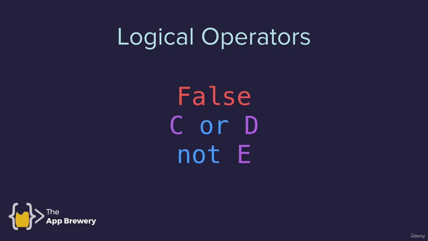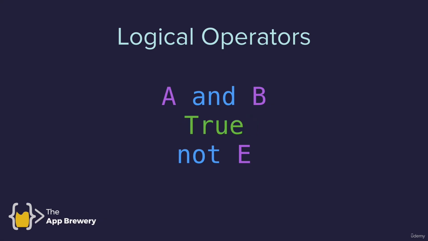Now, if you only needed one of the conditions to be true, then you could use the OR operator instead. So if C or D were true, or if they're both true, then it would evaluate to true. It's only when both C and D are false does this statement actually become false.